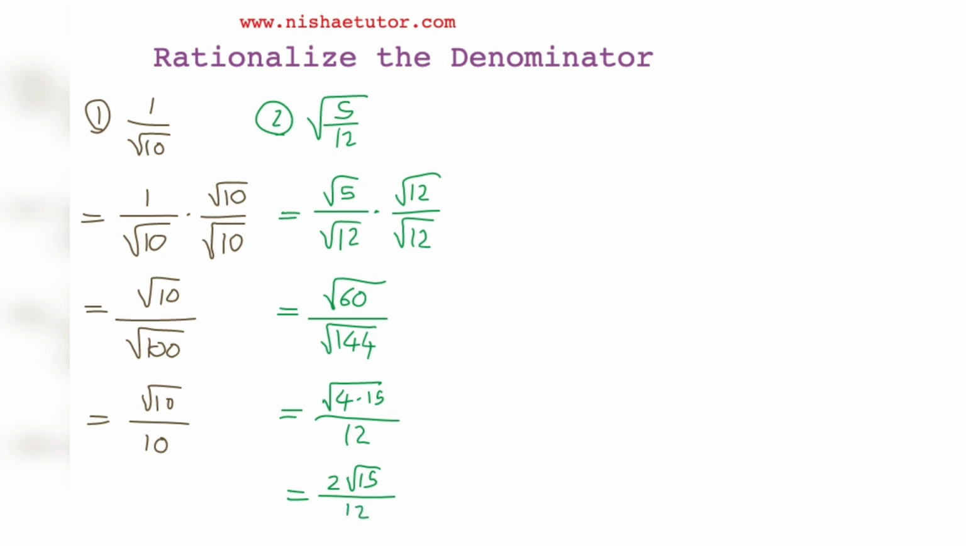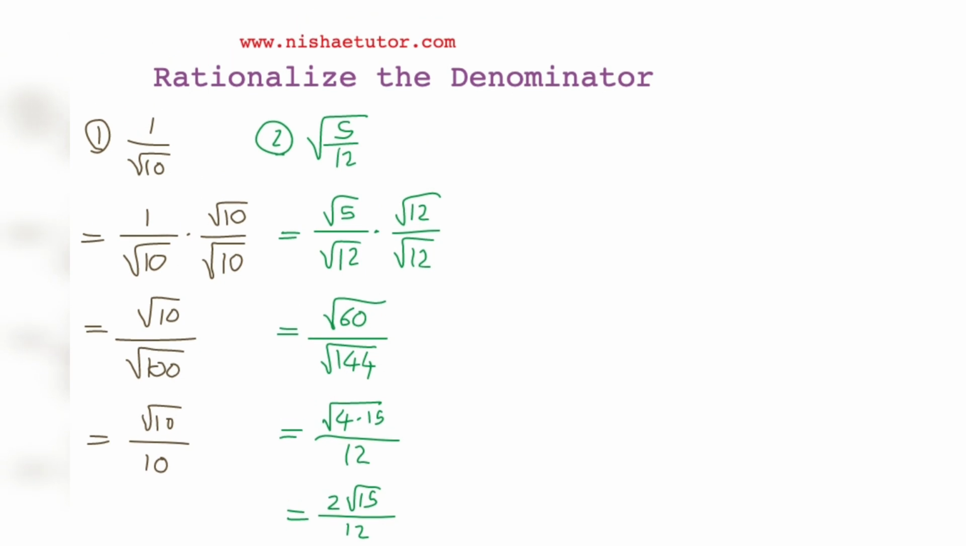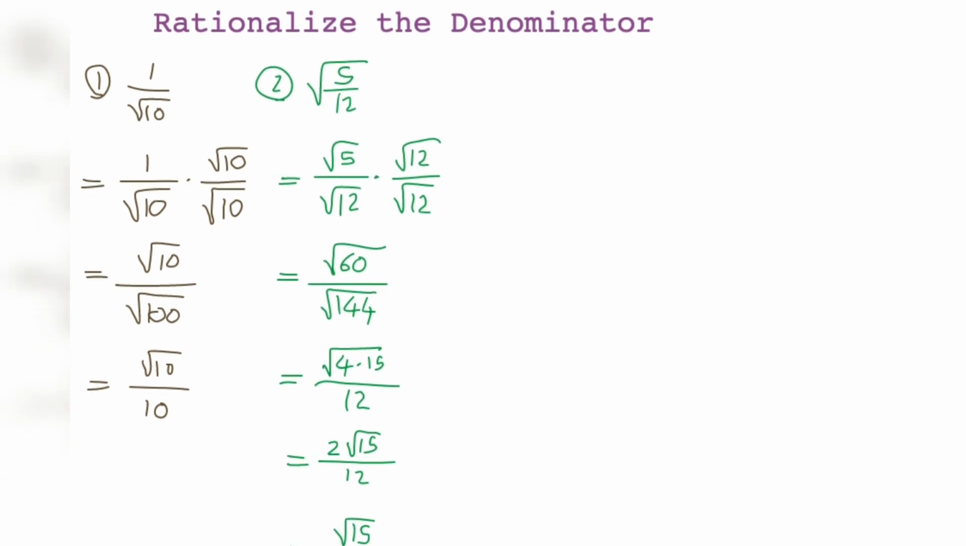So our final answer is square root 15, 2 cancelled by 2 and 12 cancelled by 2. So this is 6 in the denominator. Now radical free denominator. Okay. Now third question.